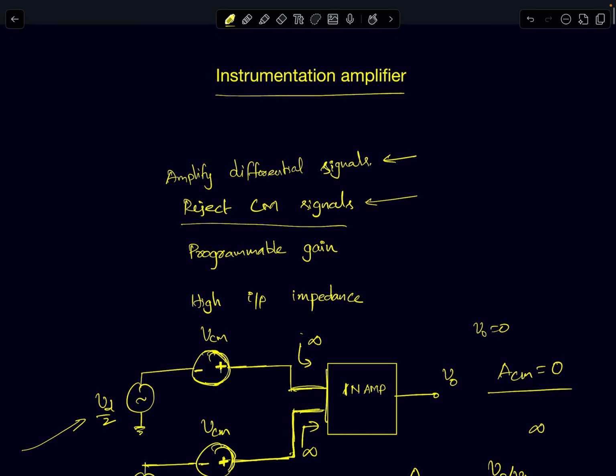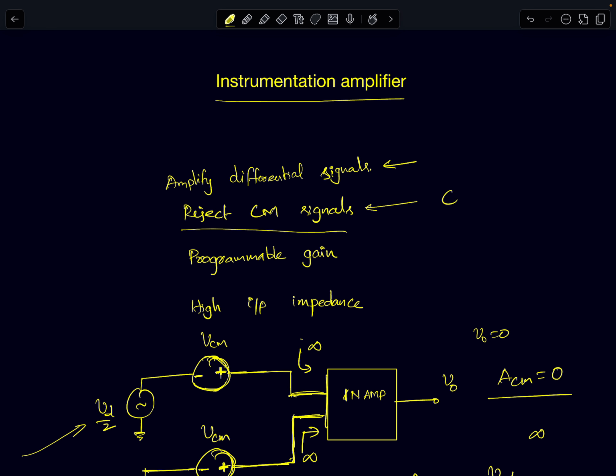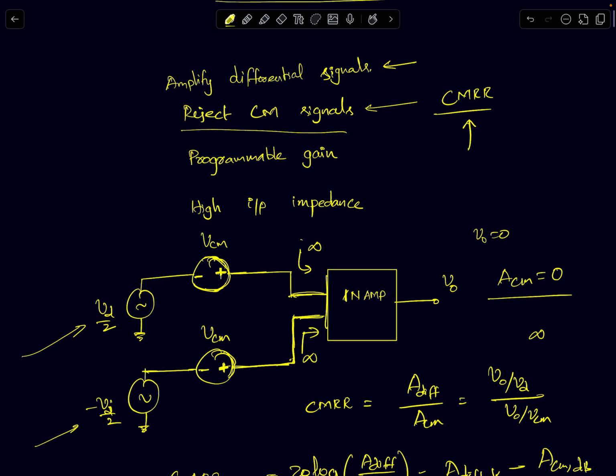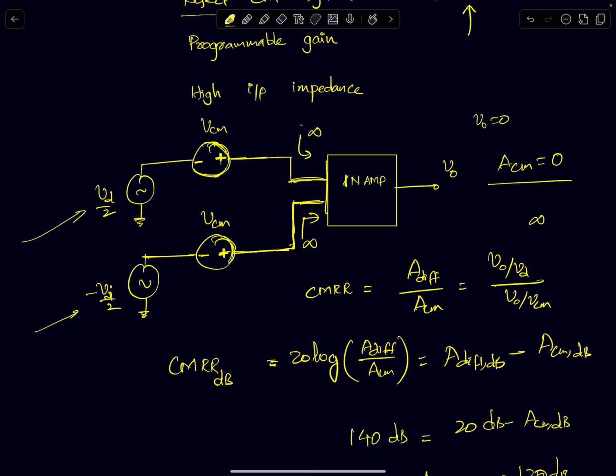One of the most important properties of instrumentation amplifiers is CMRR. We need to have exceptionally high CMRR. What is CMRR? It's common mode rejection ratio. It's a measure of how well a differential amplifier can reject common mode signals. How do you define that? It's defined as the ratio of the differential gain to the common mode gain.